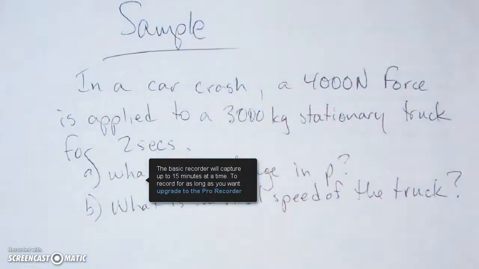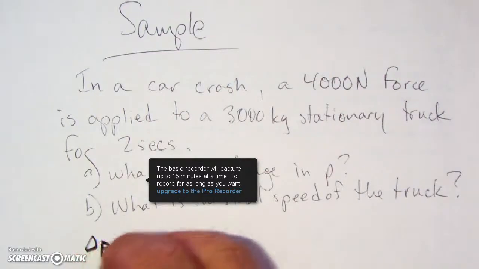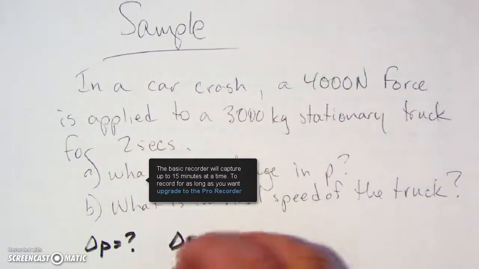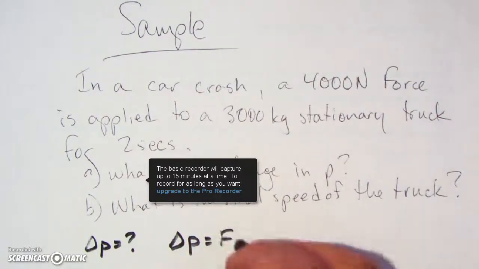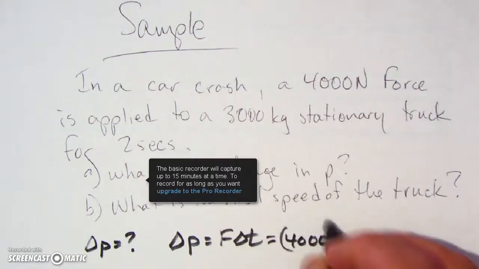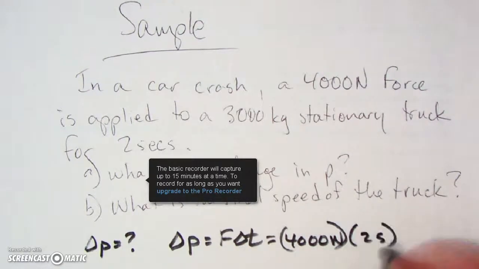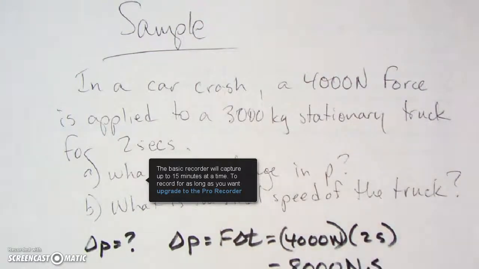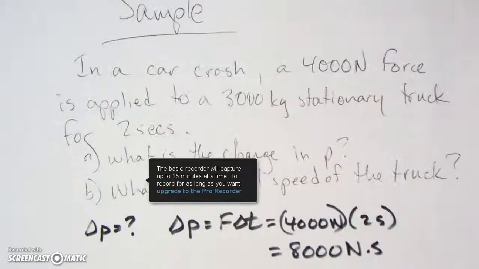So with a car crash, we have a 4,000 Newton force applied to a 3,000 kilogram stationary truck for 2 seconds. What is the change in P? So I'm looking for delta P. Well, delta P is equal to F delta T, or FT. You can write it either way. So it's simply going to be 4,000 newtons times 2 seconds, 8,000 Newton seconds.